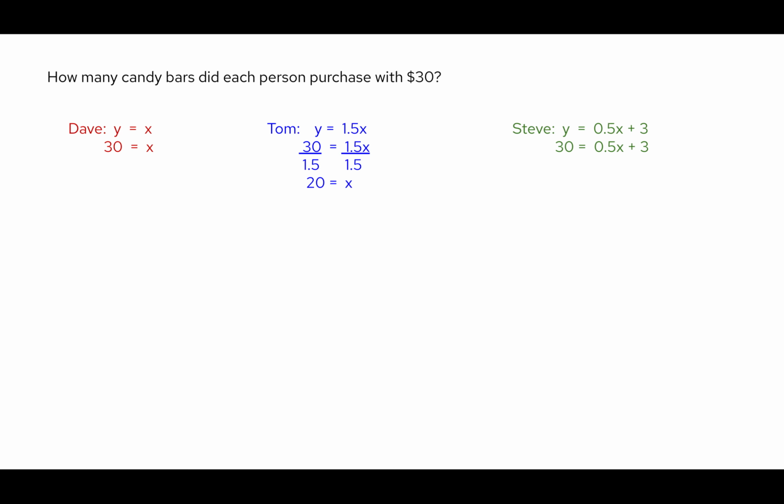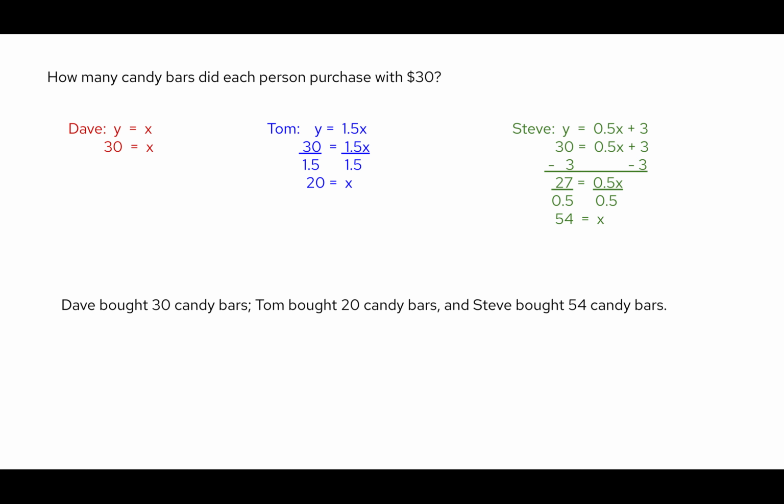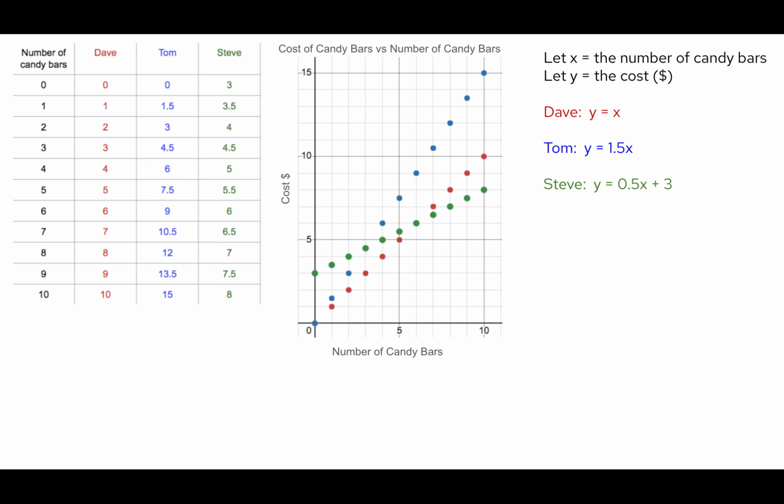For Steve, again, replace the y with 30, subtract 3 from each side, 27 equals 0.5x, divide each side by 0.5, and Steve gets 54. So in this case, Dave bought 30 candy bars, Tom only bought 20 candy bars, but Steve bought the most with 54 candy bars. So now you know we can use tables, we can use graphs, and we can use equations for solving these problems.